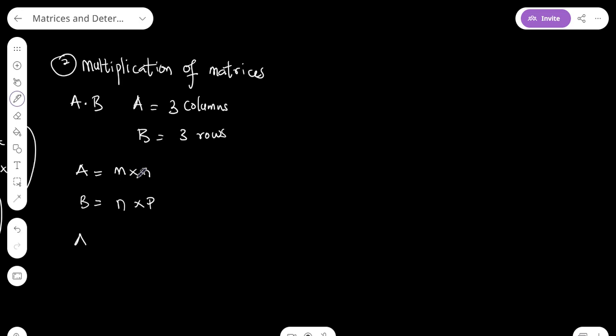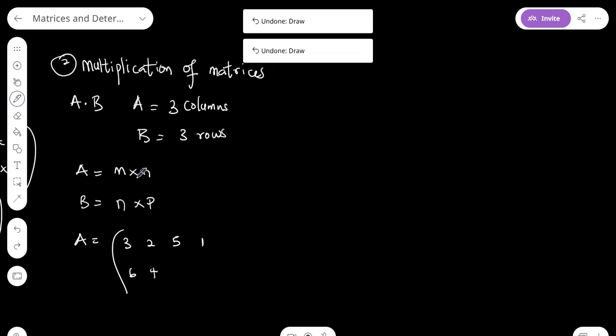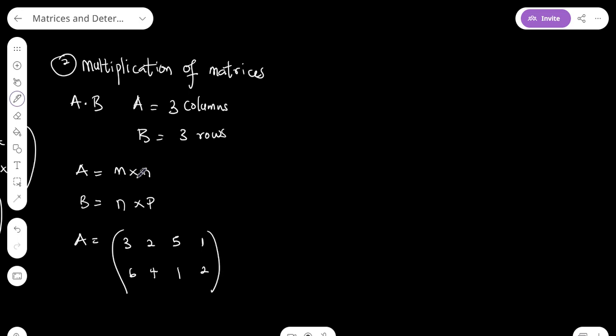So for example, if A is equal to matrix now 3, 2, 5, and then 1, and then we have 6, 4, 1, and then 2. Now, if you notice this, A has how many rows? Two rows. We are not concerned about its number of rows, but we are very much concerned about its columns. So A has four columns. So A is a 2 by 4 matrix. So this 4 is the number of columns in A.